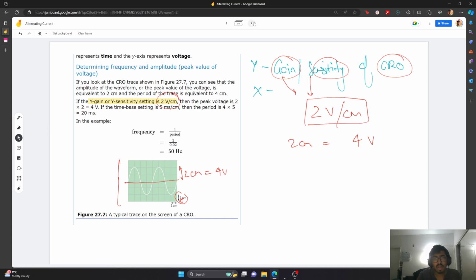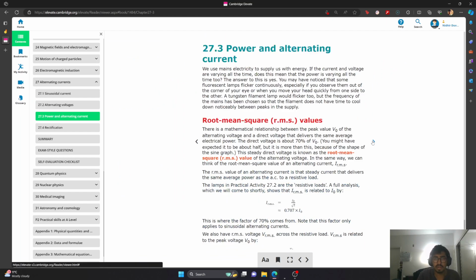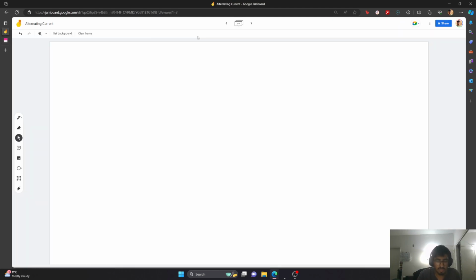Again, just refer to your book for more details. I'm just pushing through here a little bit. The only key main idea here is to have something we call the RMS current or RMS voltage.